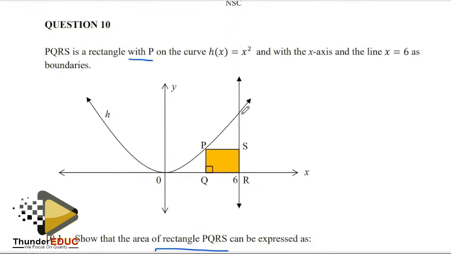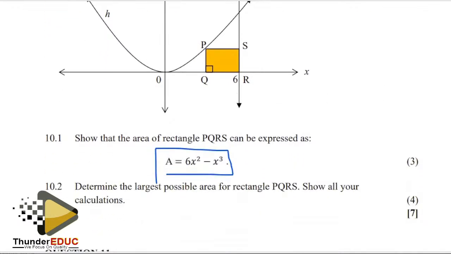So do your magic. This line is a 6. They told us this is a rectangle. So do what you have to do with the area of the rectangle, length times breadth, and so on and so forth, and determine the largest possible area.